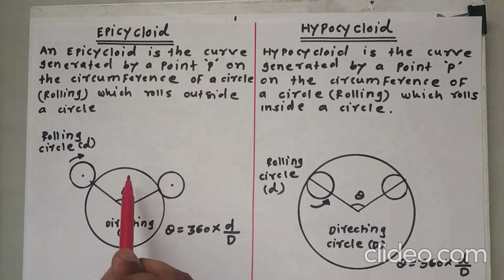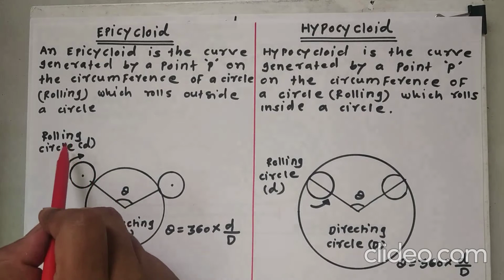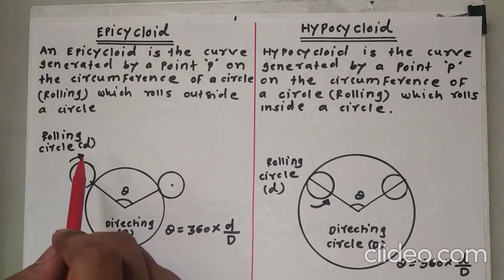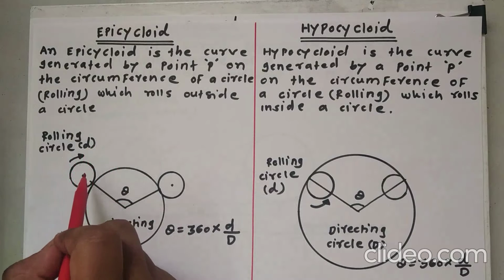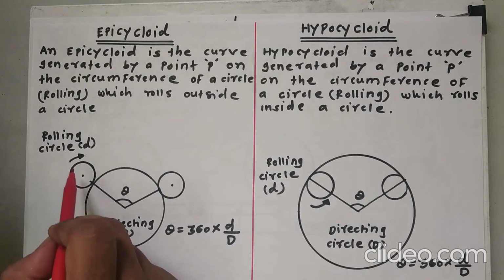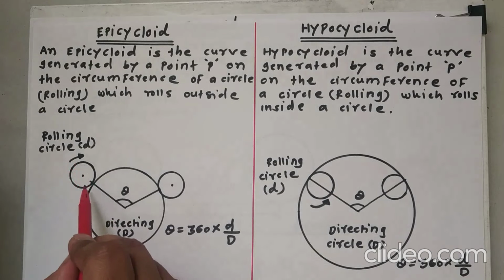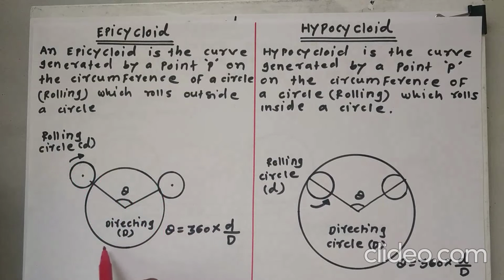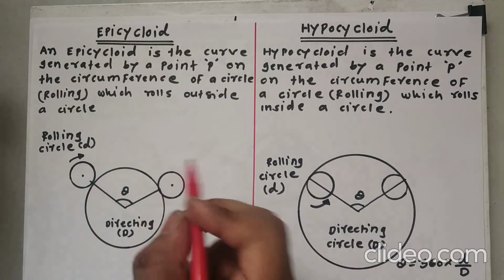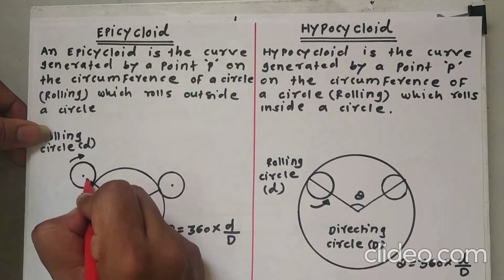Now consider this is a larger circle. This larger circle is called the directing circle, and it is represented by capital D. This smaller circle is called the rolling circle, and it is represented by small d. Now this rolling circle moves one revolution in clockwise direction on the outside of this directing circle. Now consider point P is over here.